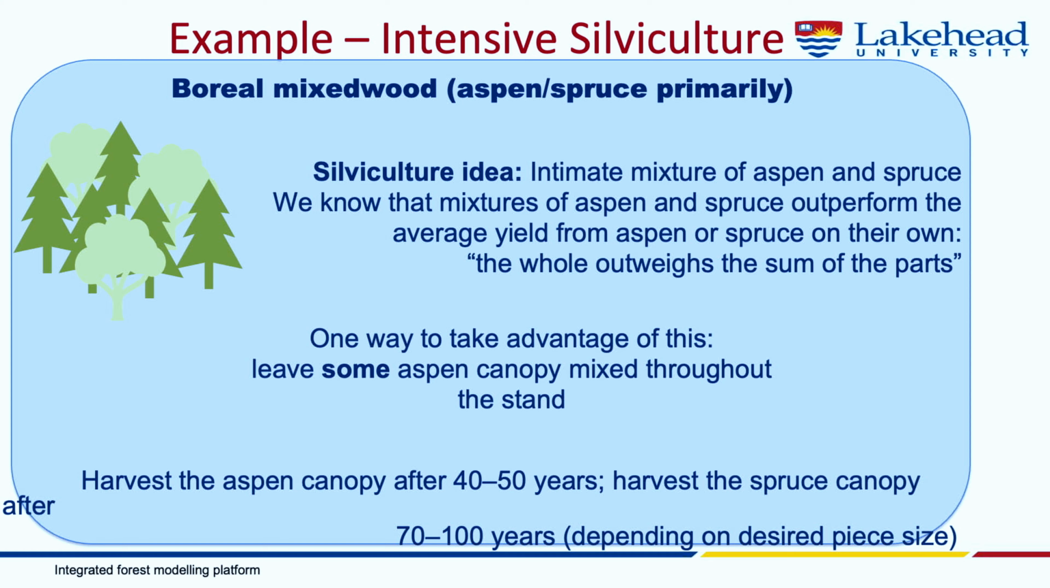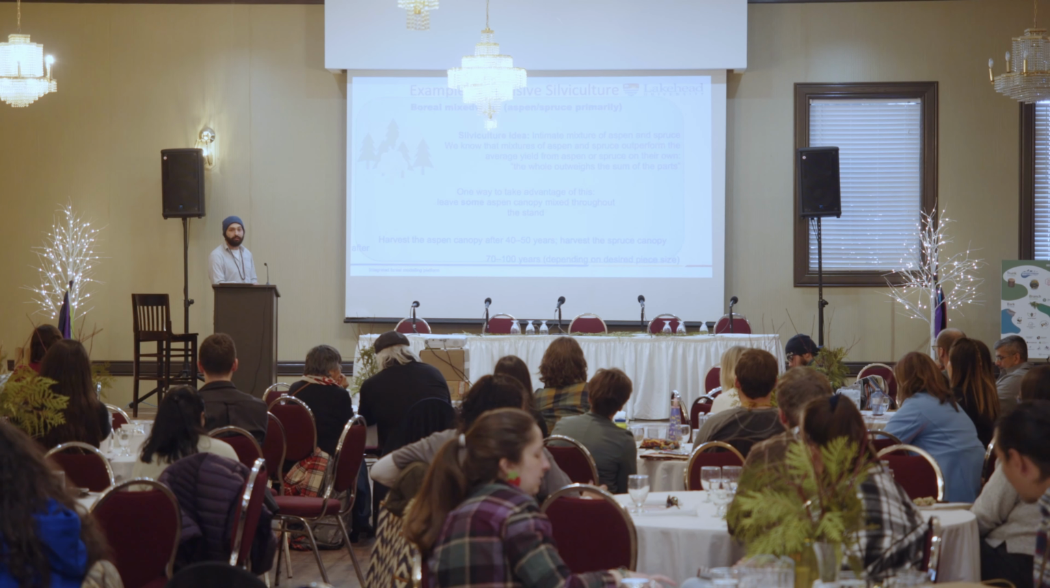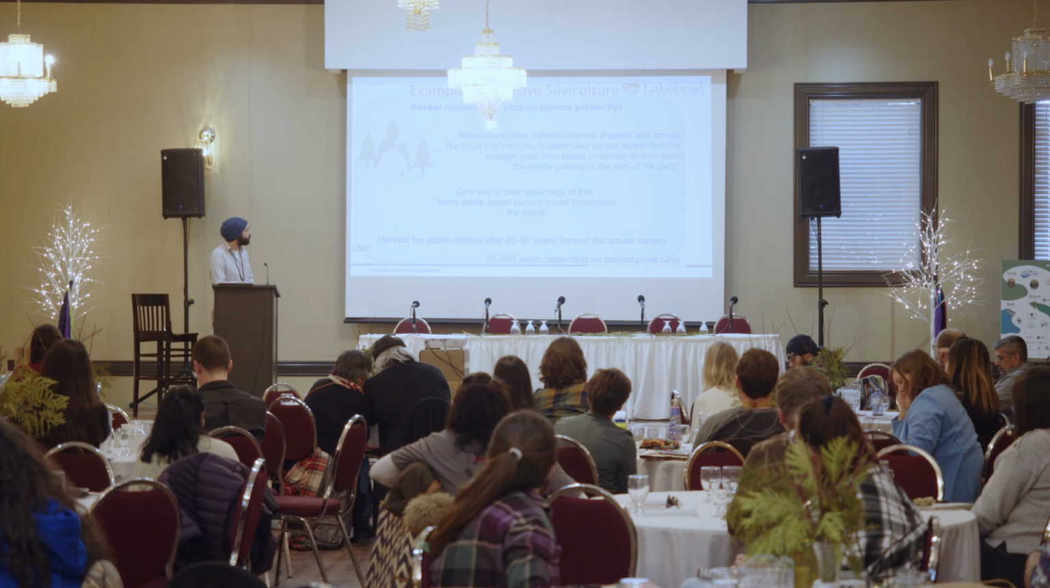So an example of what intensive silviculture will look like, based off of some papers that were published by one of the members on our team, is our boreal mixedwood. So again, this is that intensive silviculture mixture. It's primarily our aspen and spruce. The idea behind this lends off of the notion that the whole outweighs the sum of its parts. We've been able to see that when these two species are combined or allowed to grow with each other, we actually end up with a larger yield than if we had just maintained a monoculture.